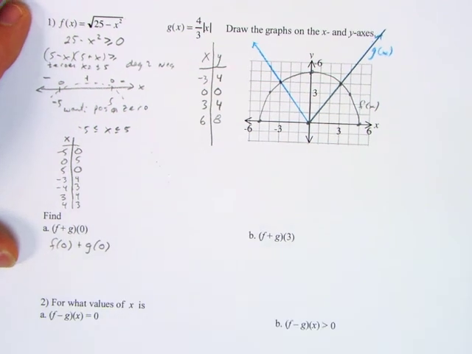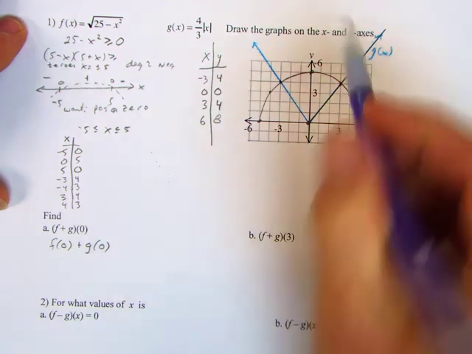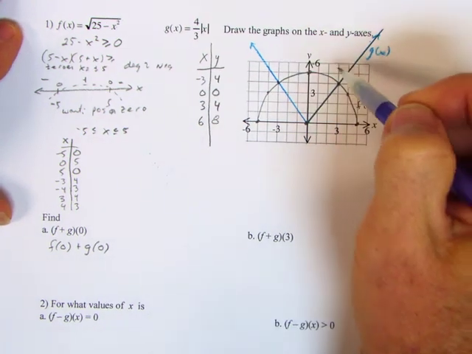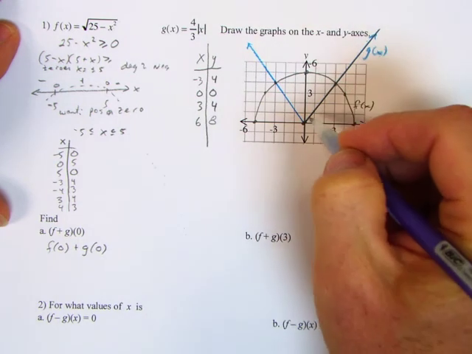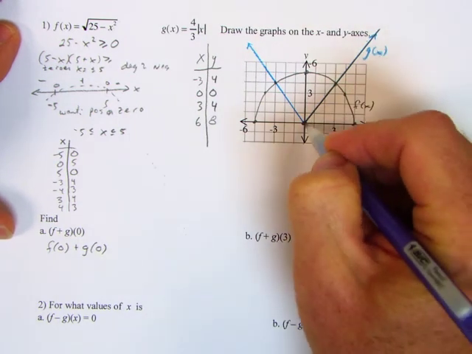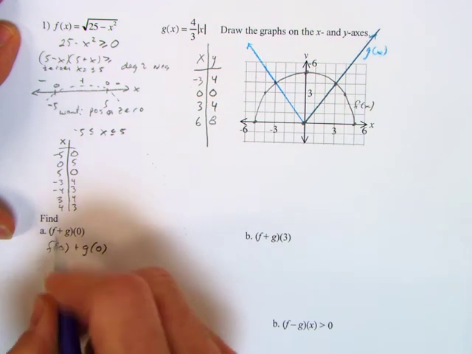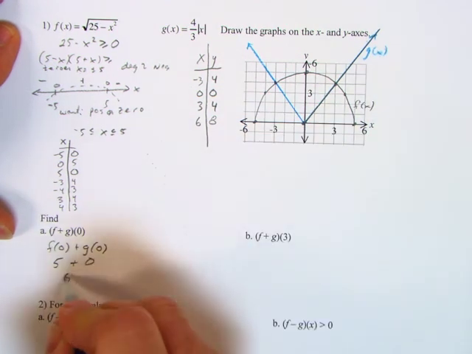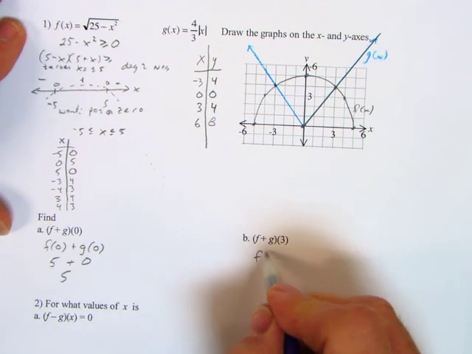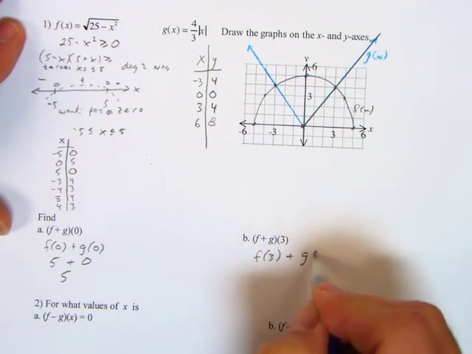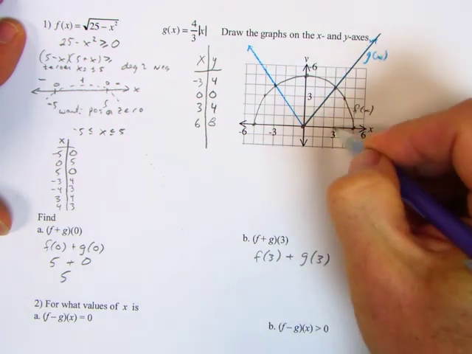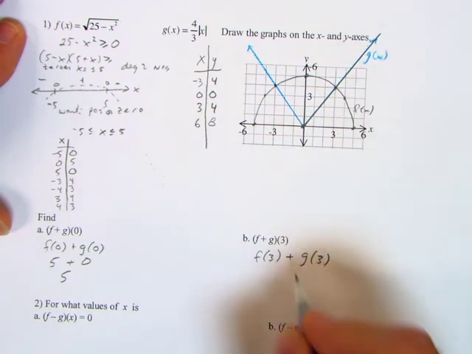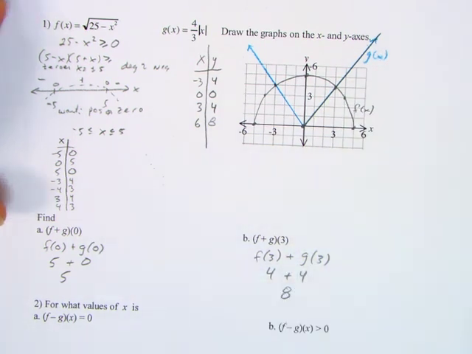Now there's a couple ways we can go about doing it. We could just plug it into the equation, but for right now what I want to do is emphasize what's happening in the graph. I want you to be able to see it in the graph. So f of 0, at x equals 0, what is the f value? That's 5. What's the g value? That's 0, so 5 plus 0 is 5. Similarly, we can say f of 3 plus g of 3. So we go over to 3 and say, what's the f value? That's 4. Plus the g value, that's also 4. So that gives us 8.